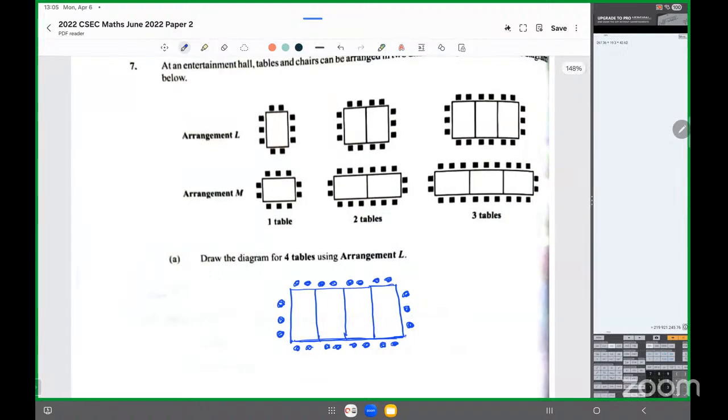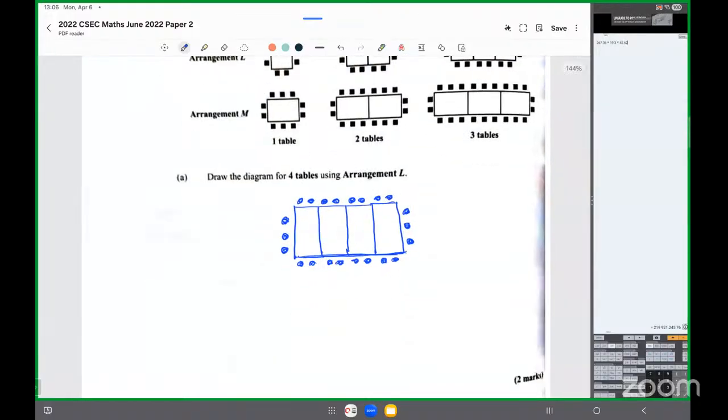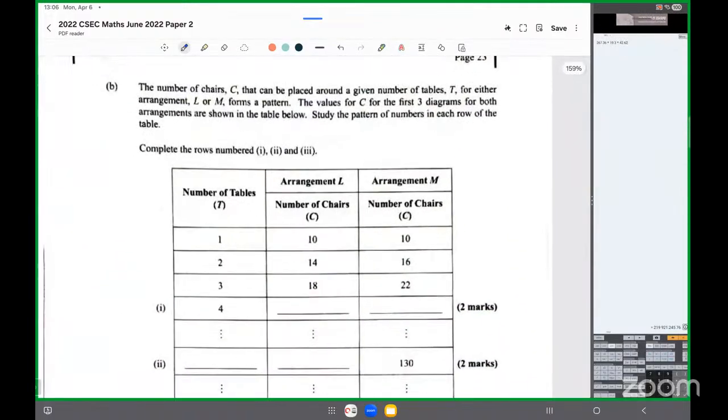But can I agree to that? That's my figure 4, arrangement L. But good? Yes, sir. 4 tables. All right, good. Then we come to this now.